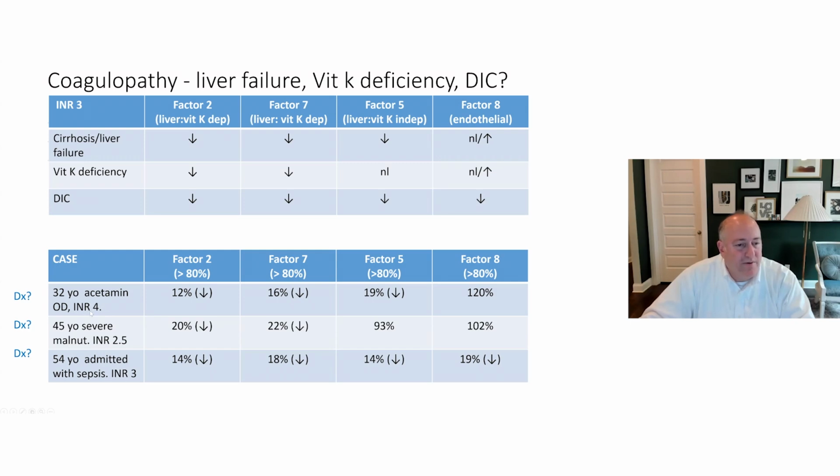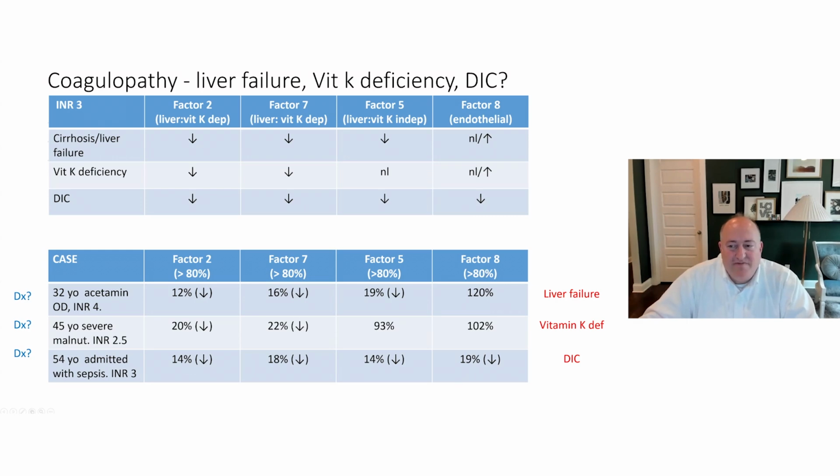With Tylenol poisoning and an elevated INR, you're going to think liver dysfunction. Factors 2 and 7 are low, but factor 5 is also made in the liver and has nothing to do with vitamin K, so that's also going to be low. Factor 8 is made in endothelial cells, so that will be normal or elevated. This would be the profile of liver failure. With severe malnutrition, this is where they have vitamin K deficiency. Factors 2 and 7 are vitamin K dependent, made in the liver, and will be low. But for factor 5, the liver's working, so there won't be a problem. This is the classic profile of vitamin K deficiency. And finally, in DIC, everything is going to be destroyed.